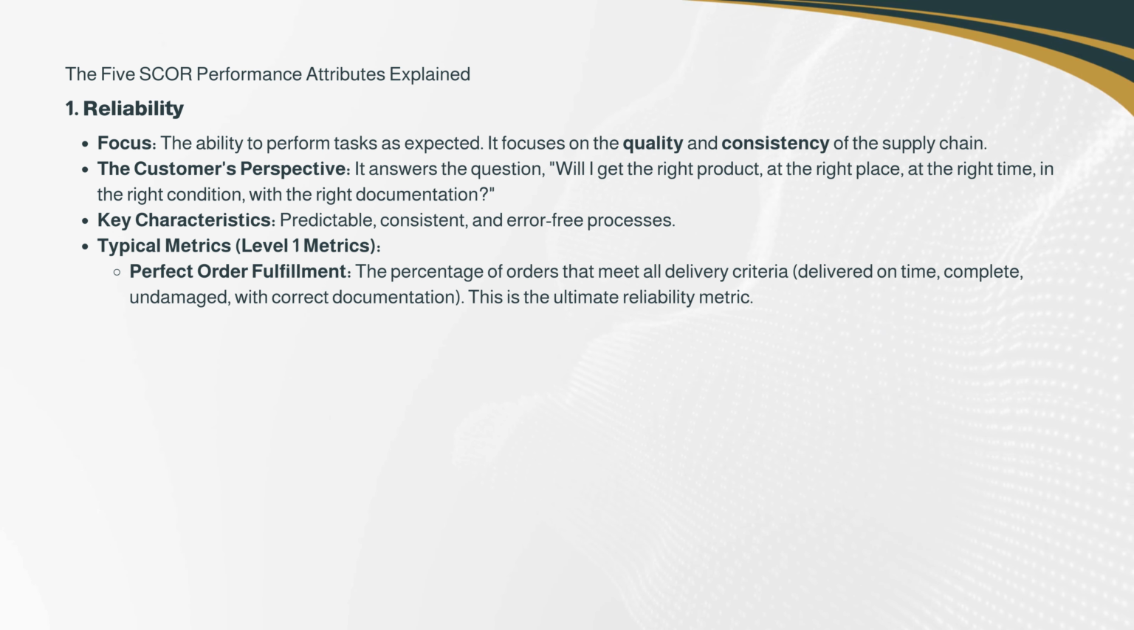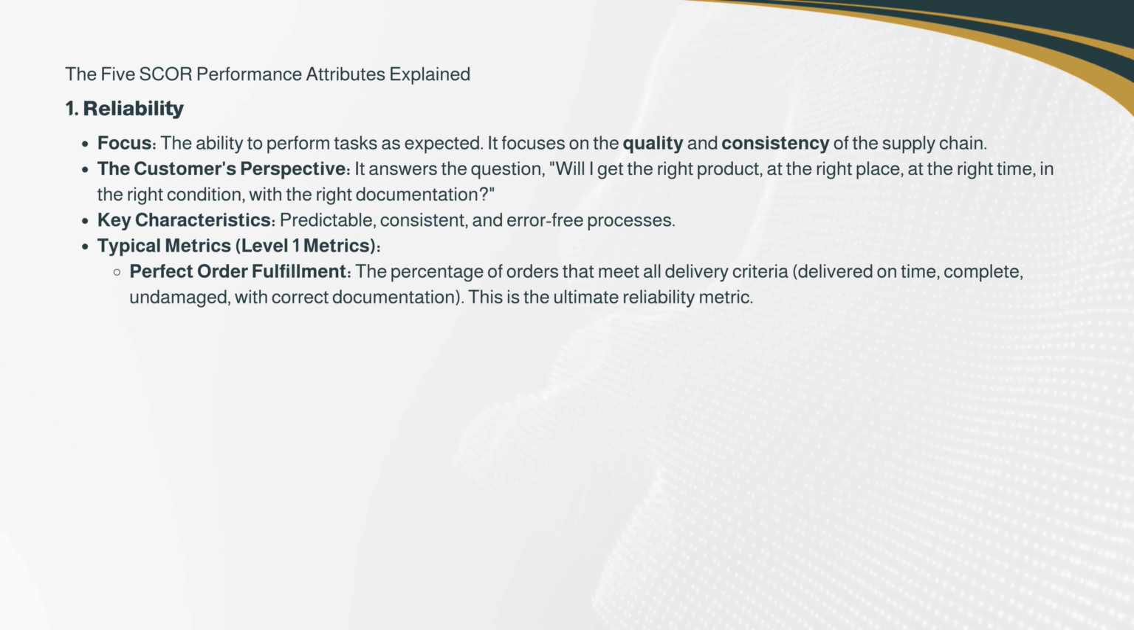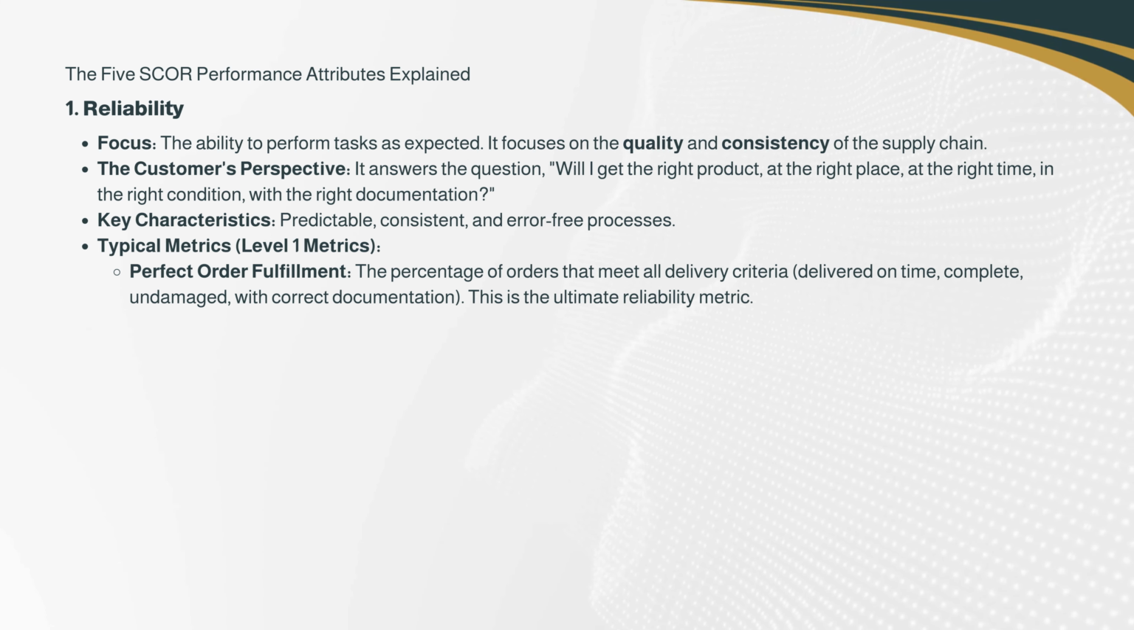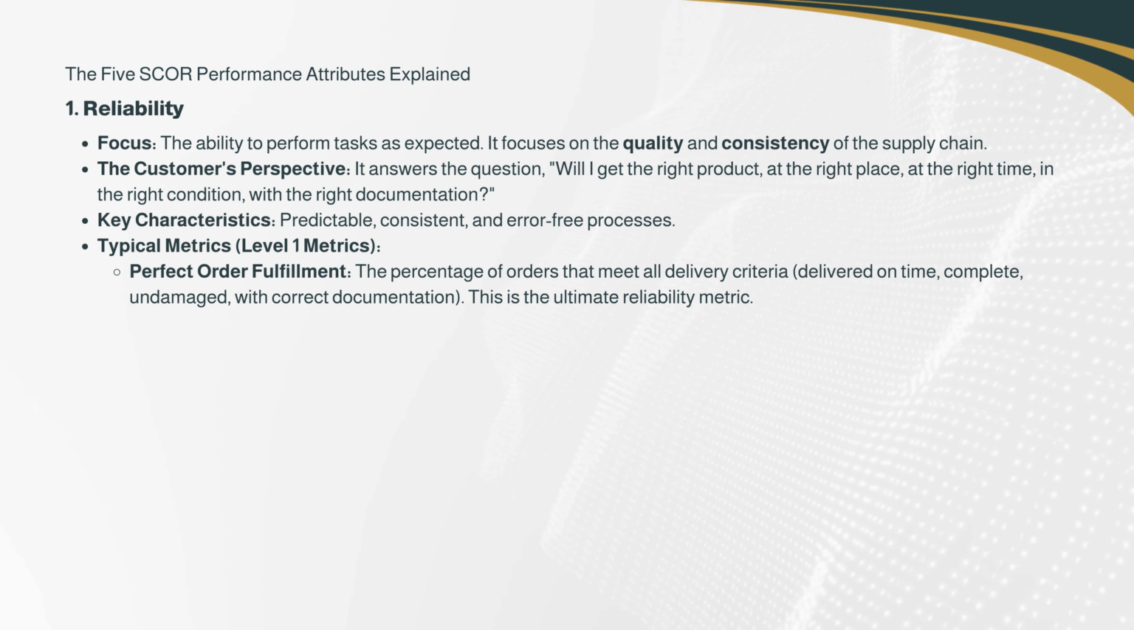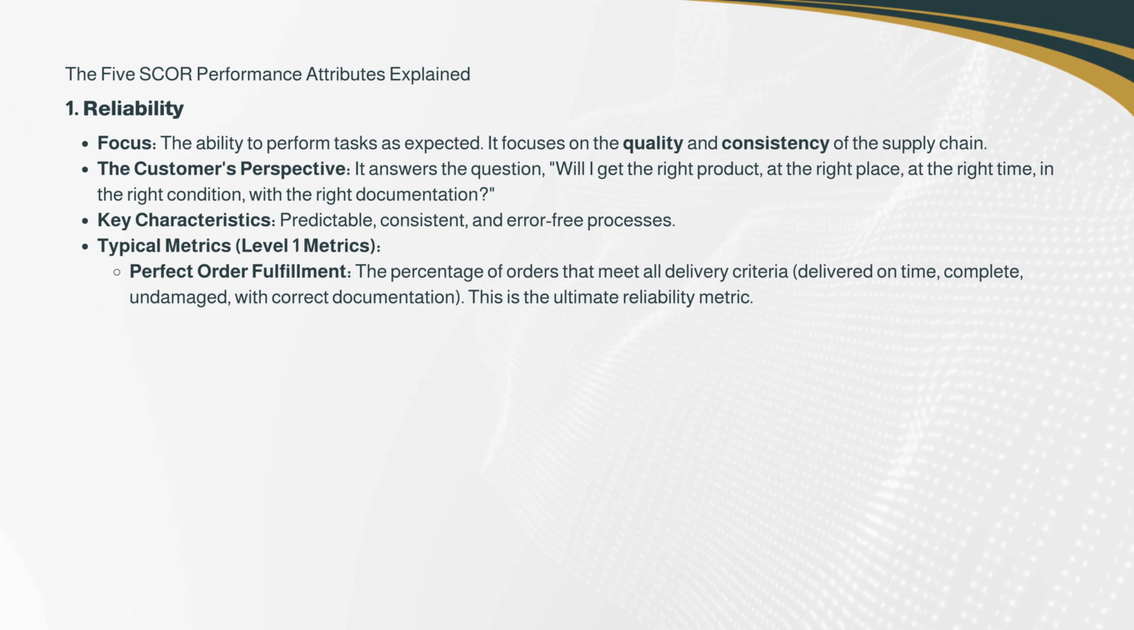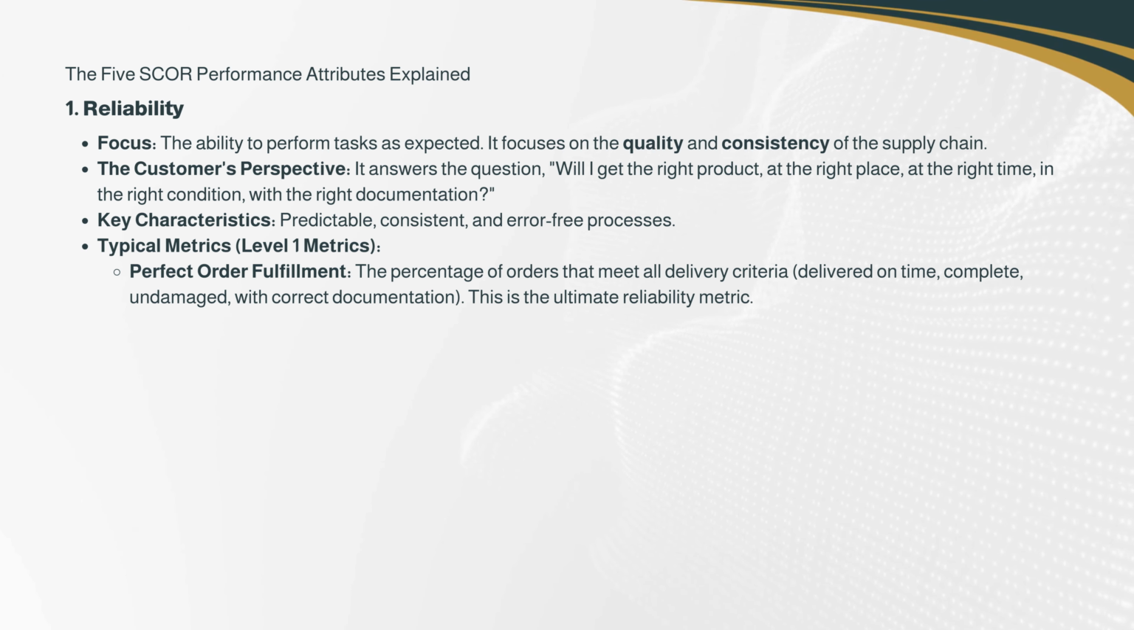Typical metrics, Level 1 metrics. Perfect order fulfillment. The percentage of orders that meet all delivery criteria, delivered on time, complete, undamaged, with correct documentation. This is the ultimate reliability metric.